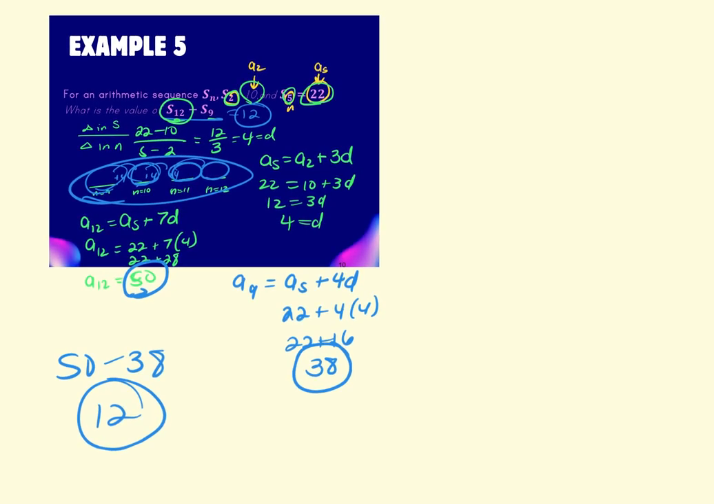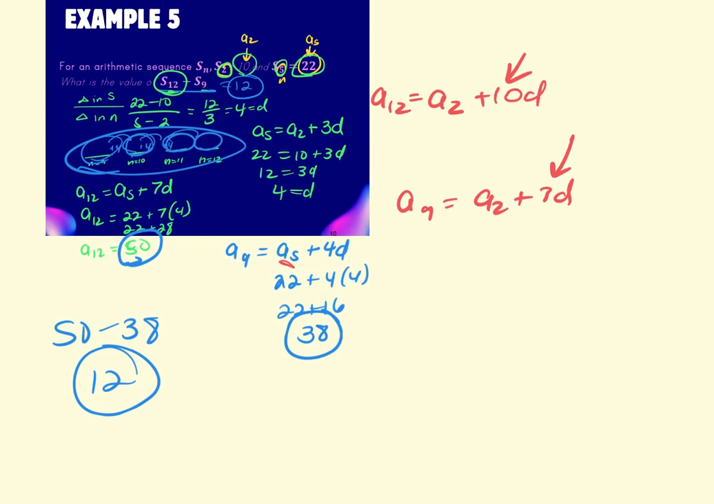So I could have done that whole thing, instead of using A5, I could have used A2. But if I was finding A12, I would have to do A2 plus what times D? 10 times D. And then if I wanted to find A9 and I start with A2, I have to add what? 7D. Does that make sense? So if it's arithmetic, you're using the coefficient on D to bridge the gap. If it's geometric, it's the exponent on R that bridges that gap. Questions?